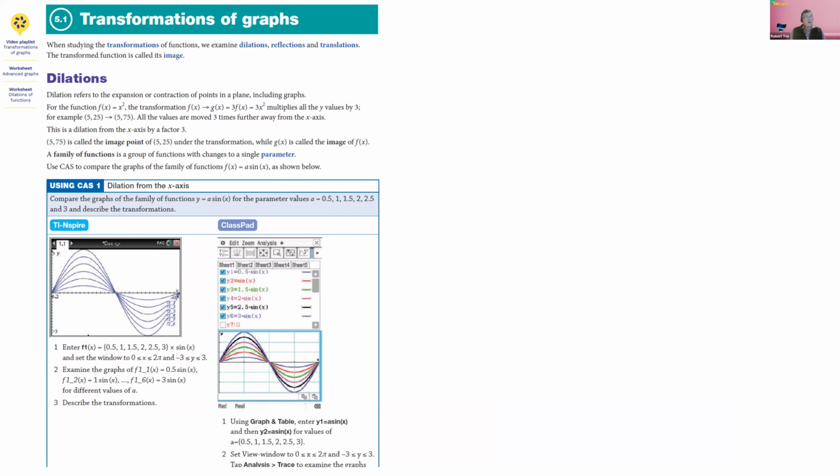And then we go straight into the chapter. So it's 5.1 transformations of graphs. And you can see that, what have we got there? We've got some explanation. We've got words in blue. Any words that are blue are in the glossary. They're glossary terms. And we've also got using CAS, which I'll show you a close-up of in a minute.